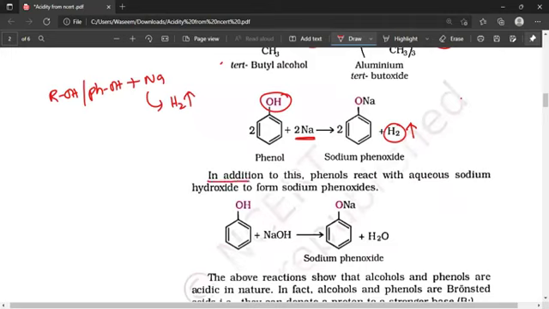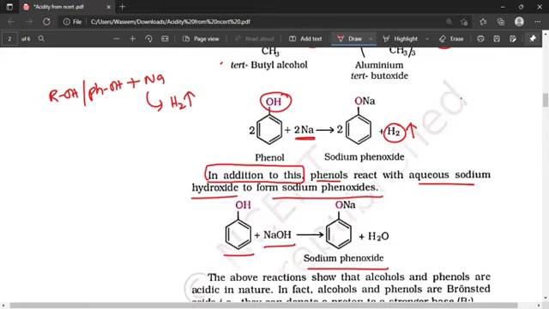In addition to this, see, he is mentioning here, not only sodium, phenols also react with sodium hydroxide to form sodium phenoxide. This is the reaction: phenol reacting with sodium hydroxide to form sodium phenoxide. It means I can say phenol is soluble in sodium hydroxide. He clearly mentioned that it's in addition.